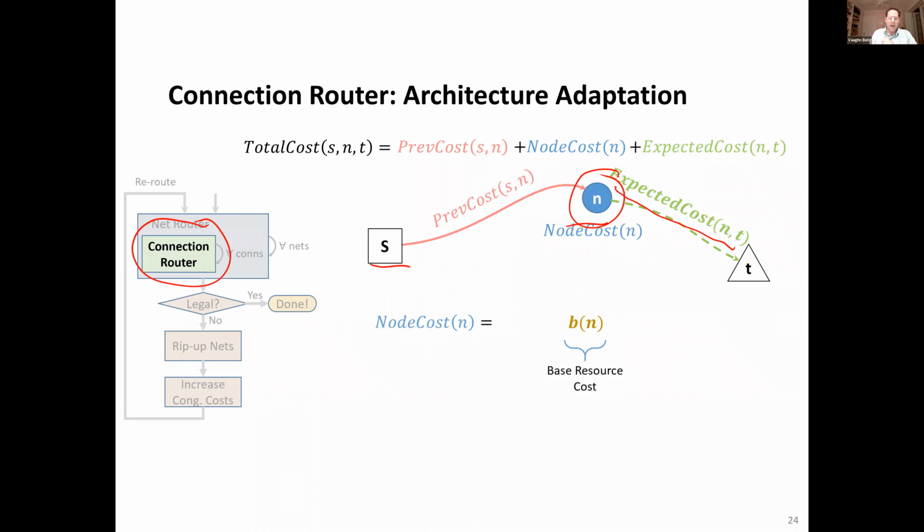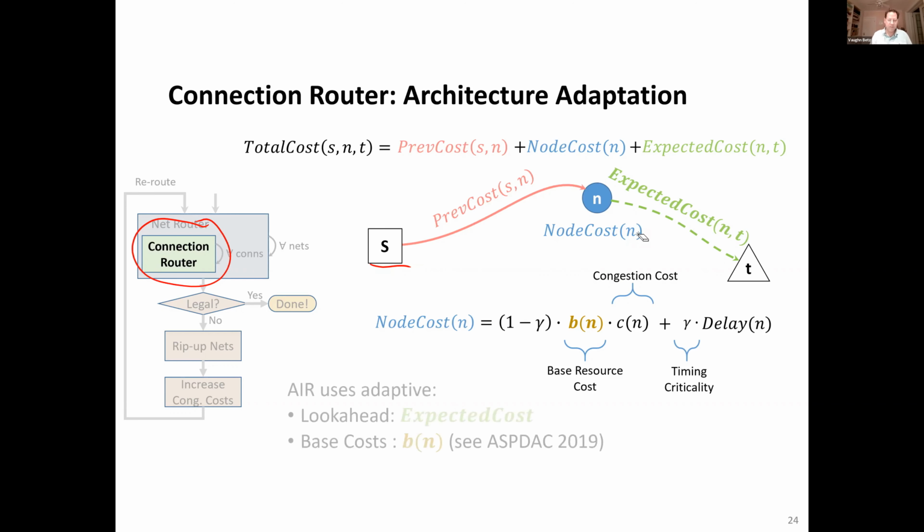Okay. And we also have to add in the cost of the node that we're considering adding right now. I'm not going to go through all the details of this, but basically the cost is a function of both how much resource cost we are using and how much delay cost. That's balanced based on how critical the connection is. So what AIR does is this expected cost adapts to the architecture better.